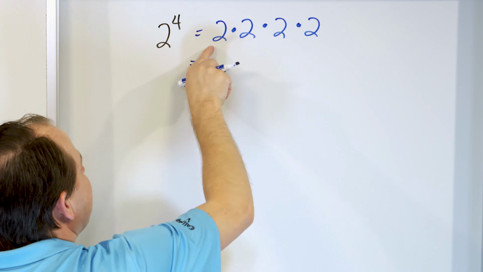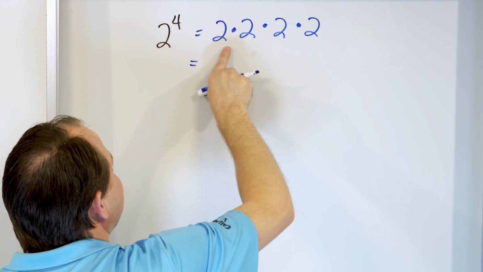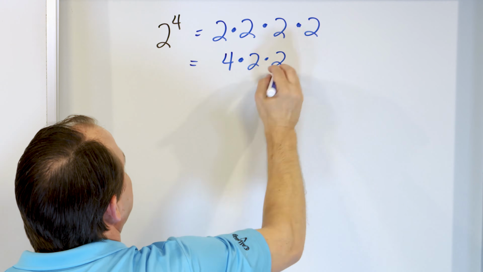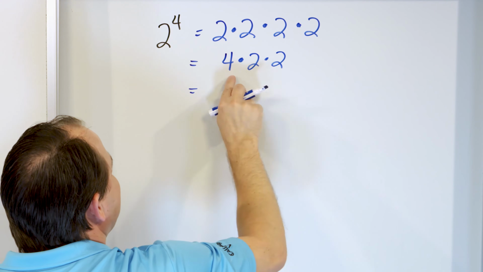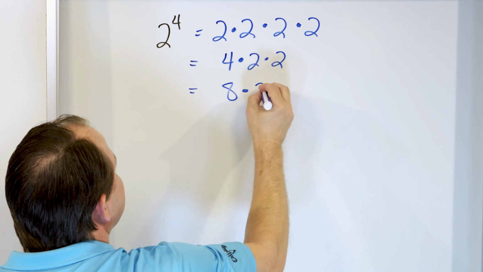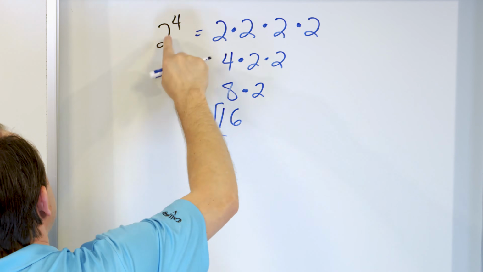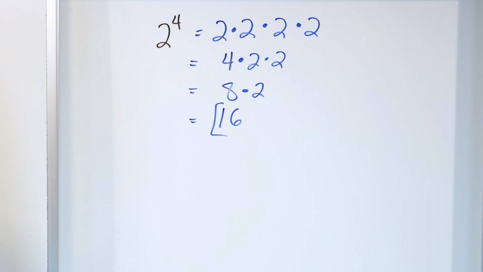And now we have to calculate going left to right because it's all multiplication. 2 times 2 is 4. You still have these other 2's to multiply by. Going again left to right, 4 times 2 is 8. Still got another 2 to multiply by, and 8 times 2 is 16. So we've learned that 2 to the power of 4 is equal to 16. And that's the final answer.